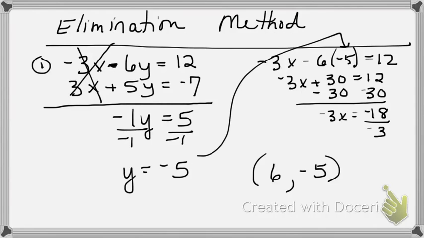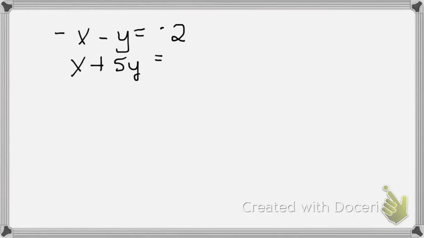Now let's try a second equation. Same type. Now let's do negative x minus y equals negative 2. And underneath it, this is where you have to stack them. I didn't do that last time in substitution, but you have to this time. Equals positive 2.